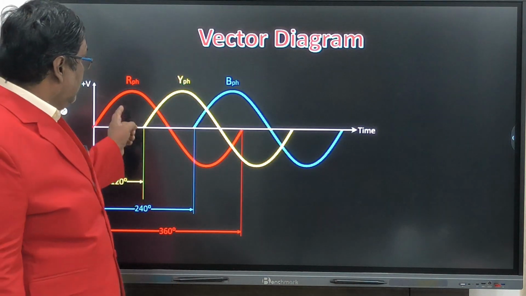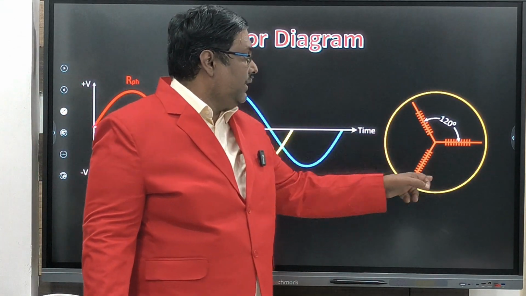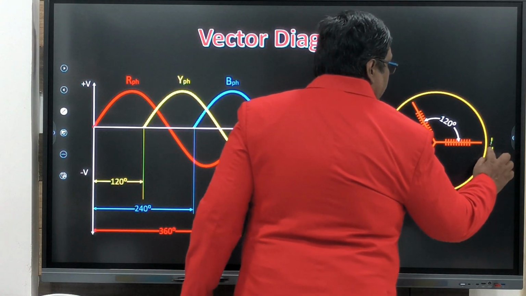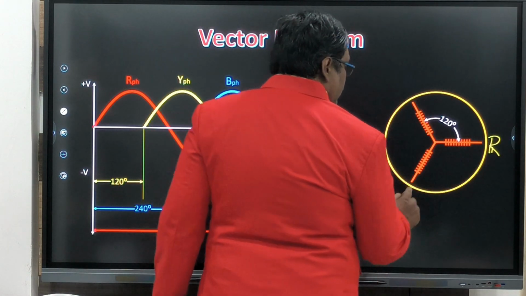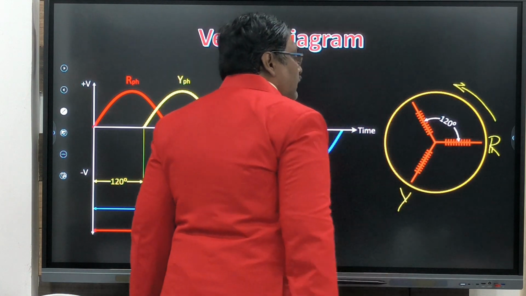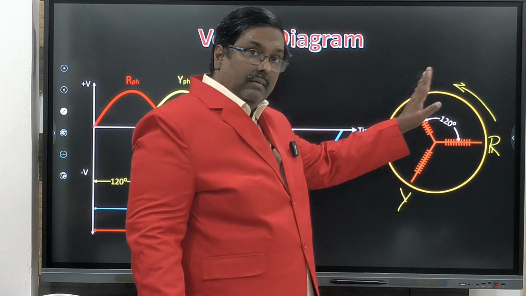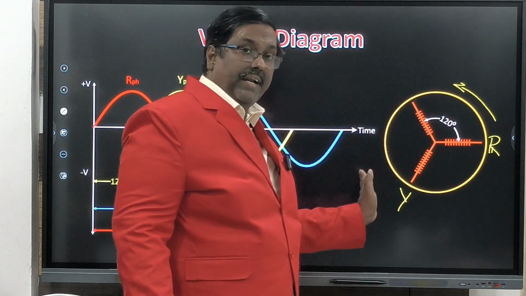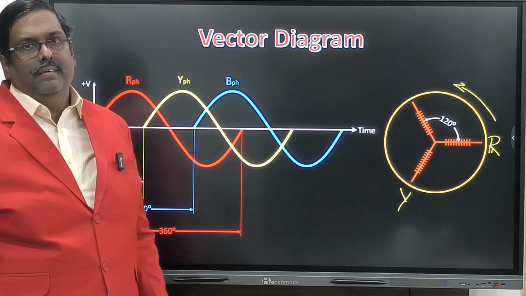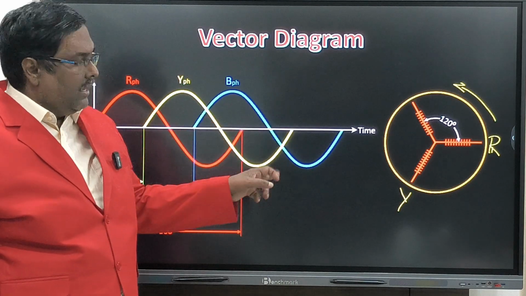That is particular. Suppose yellow means yellow direction. I will tell you now. See, now I have shown three phases here. This is red. This is yellow, because always this vector angle will rotate in anti-clockwise. Remember that always, because it is a standard. You don't ask why it is rotating in anti-clockwise. Always it is rotating in the anti-clockwise.